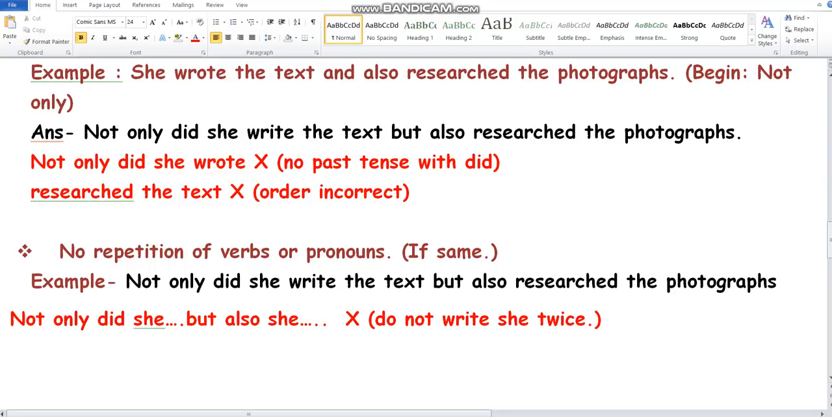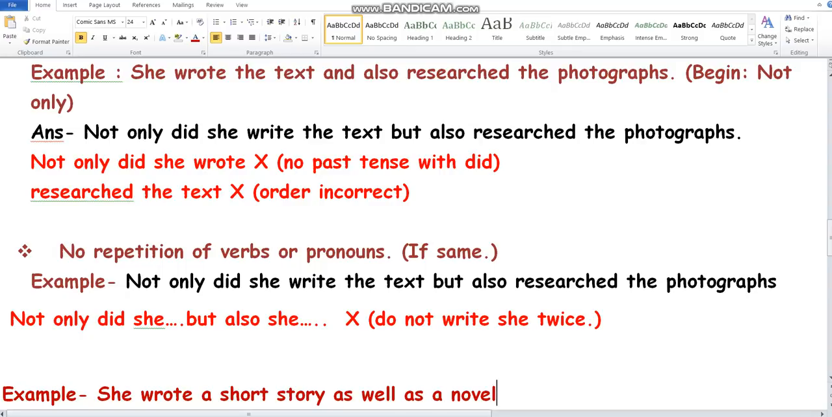I'm also writing the error so that it is easier for you to understand and you do not forget. I'll give you another example to make this point clearer. If the sentence is, she wrote a short story as well as a novel.